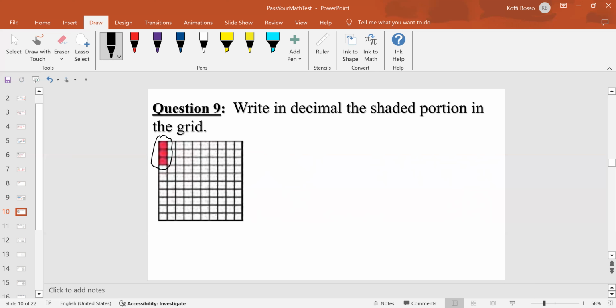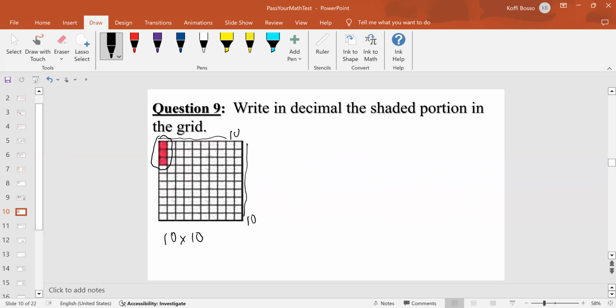Only 3 little squares are shaded here. Now, how many squares do we have in total? If you count the number of squares on this line, you have 10. You count here, you also have 10. So to save time, you don't count all of them, you just do 10 times 10.